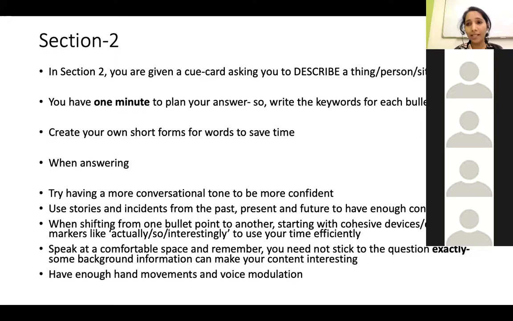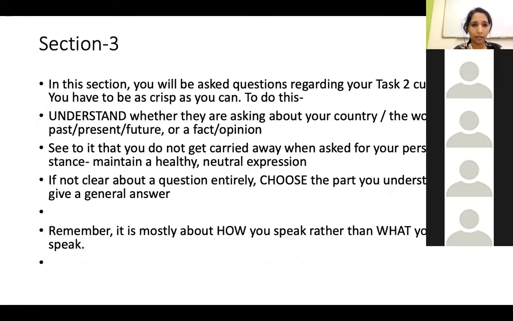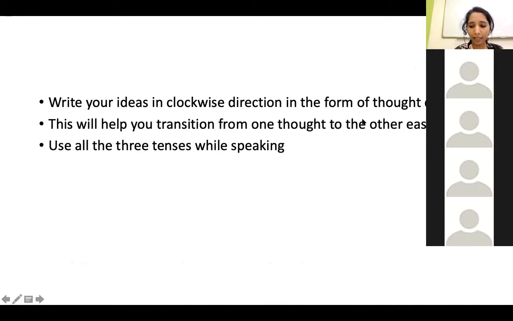You have no pleasant memory. Imagine he says, tell me a pleasant memory, and all you can think of is the sad memories. Make something up, okay? Make something up. No one is going to ask you to be truthful. But there's a difference. If you start speaking truthfully, your thoughts flow more easily. So it's difficult to make up stuff under pressure. Then use all the 3 tenses while speaking.